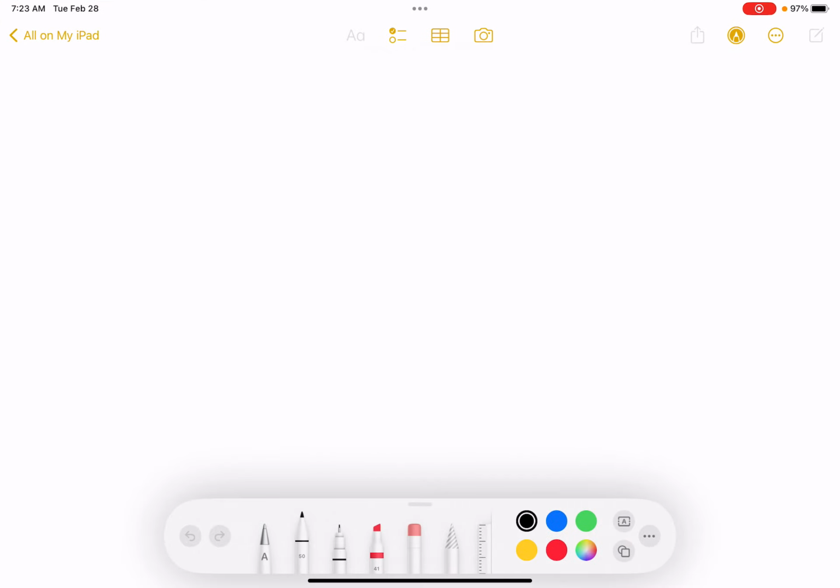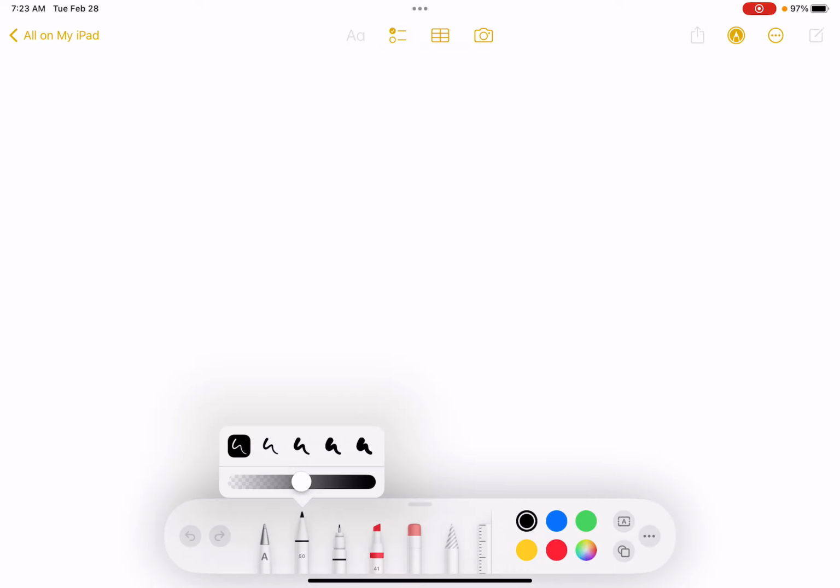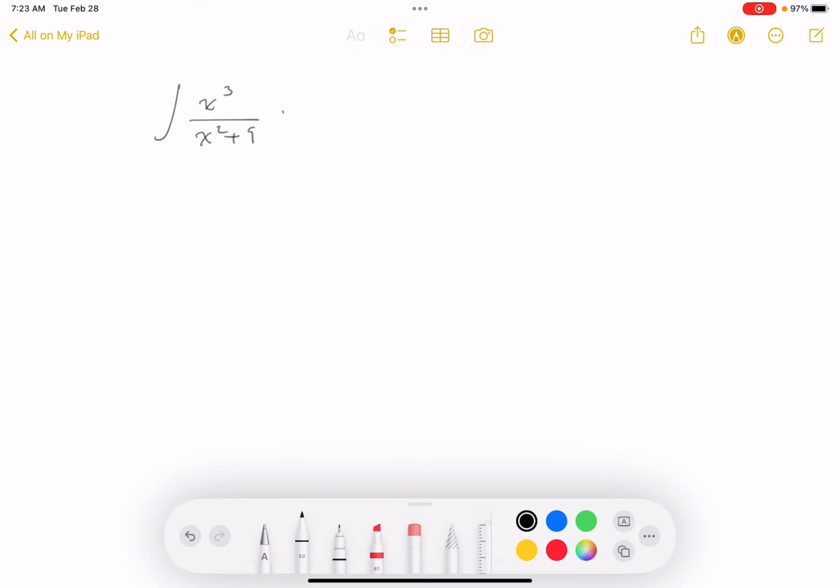The first step is just to rewrite the integrand. And the integrand of the problem, maybe I should write the problem down again. So let's take a look. The problem is an integration, and that integration is an indefinite integral. It's x cubed over x squared plus 9 dx.